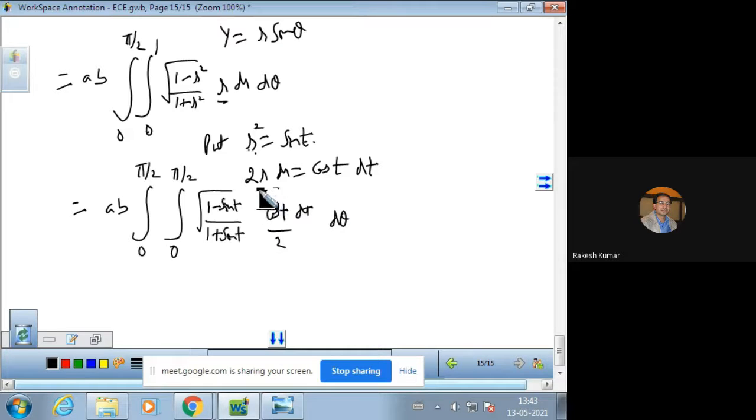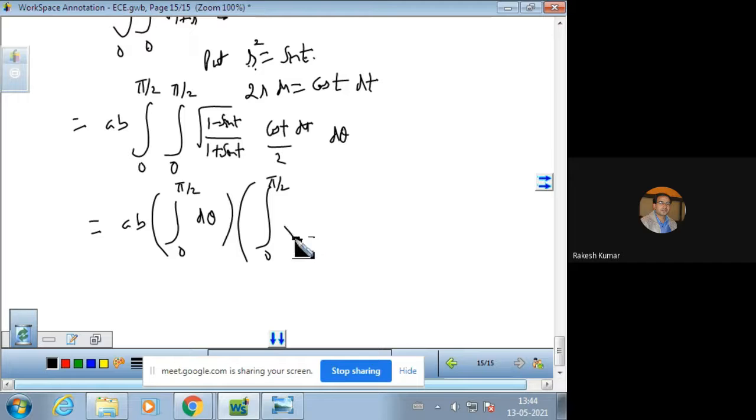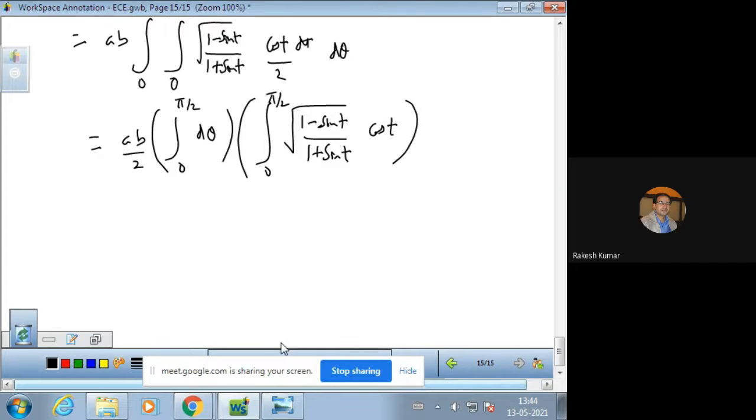Now remember, we are in dt and d theta, so you can solve the integrals independently because both have constant limits. We can solve both integrals separately. That is why, because both the variables t and theta have independent limits in the form of constants, 0 to pi by 2, and the limits do not depend upon each other. So that is why we can do this.